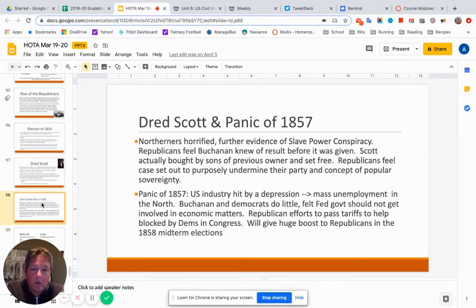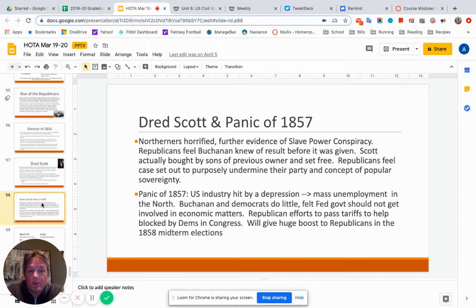Again, the North is horrified by all of this. It's further evidence of this slave power conspiracy that not only has taken over Congress, but also the Supreme Court now, the Judicial Branch, rather. And again, the North really feels this. The North is much more populated than the South is, yet the South is still able to pass all of these laws and have all of these seemingly pro-slavery agendas passed. So Republicans feel that Buchanan knew about the result before it was given, which obviously is a big no-no. There's supposed to be division of powers and checks and balances and all that.